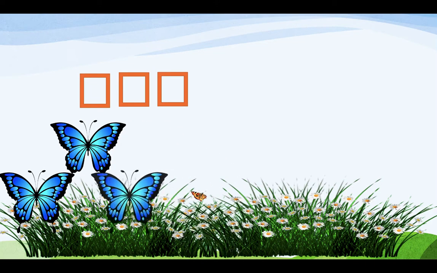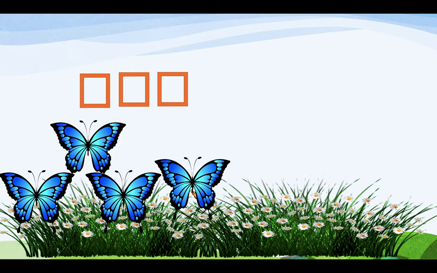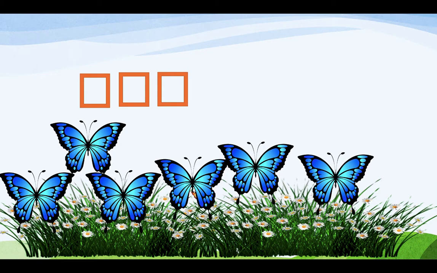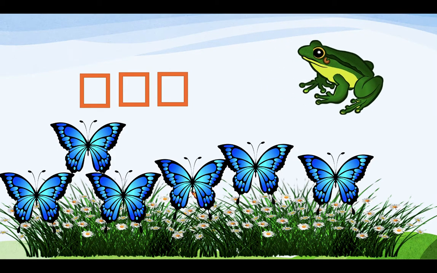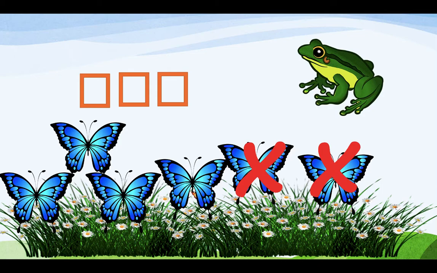There are few butterflies. Count along with me as I place the butterflies on board. 1, 2, 3, 4, 5, and 6. So there are 6 butterflies on the bushes. This is Mr. Frog. He loves to eat butterflies. And now Mr. Frog eats few butterflies out of this. Let's see how many butterflies does he eat. 1, 2. Oh, Mr. Frog ate 2 butterflies.